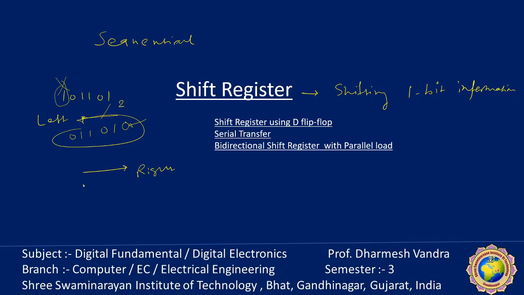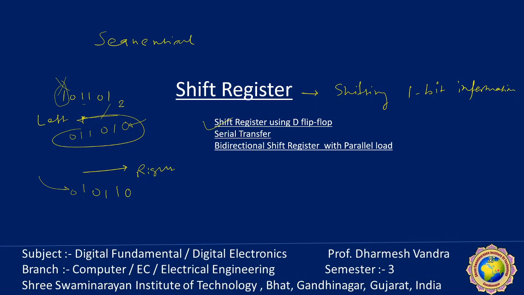And if it is right hand side, then one input SI is added here and all the bits are shifted here by one: 1, 0, 1, 1, 0. This is the new output which is at the output side.